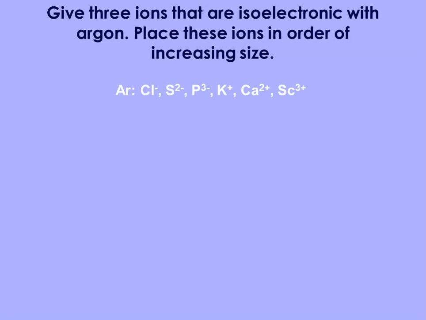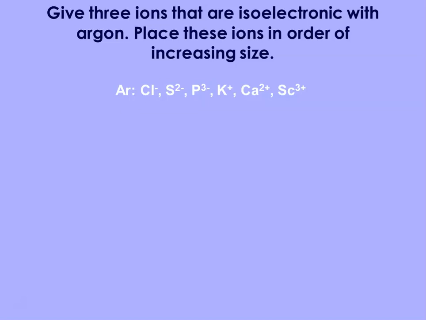Chlorine has 17 protons and 17 electrons. By gaining one, it has 18 electrons. It's isoelectronic now with argon. S2 minus had 16, adding 2 gives it 18 electrons. Phosphorus had 15 electrons, having a negative 3 charge gives it 3 more, also 18. Potassium had 19 electrons. By losing one, it goes to 18. Calcium had 20, losing 2 gives it 18. Scandium had 21, losing 3 also gives it 18.